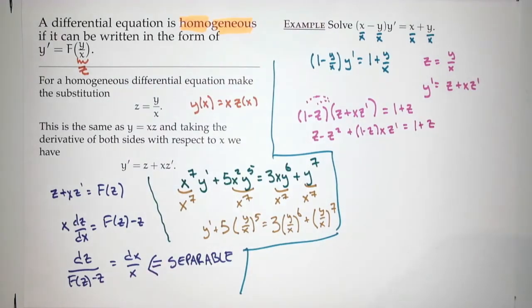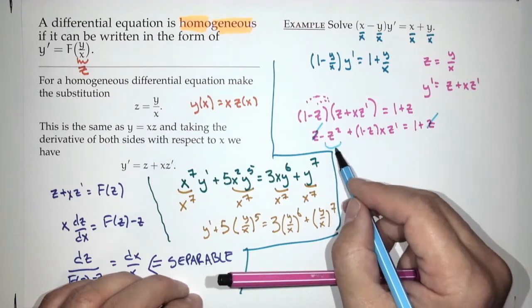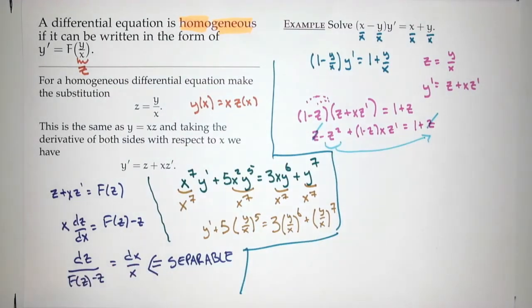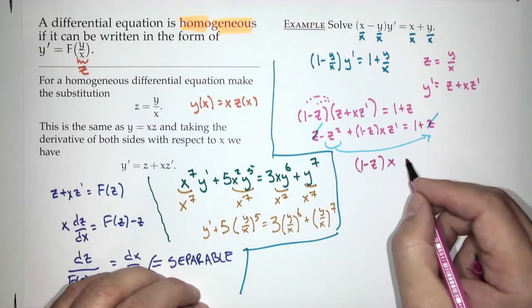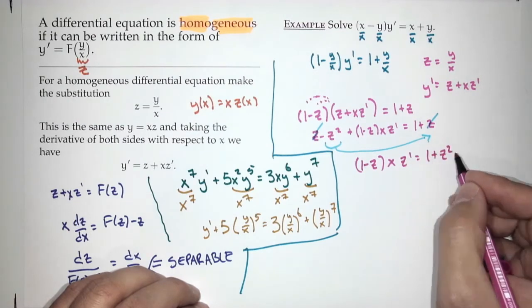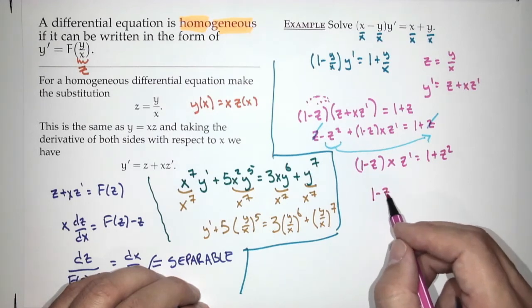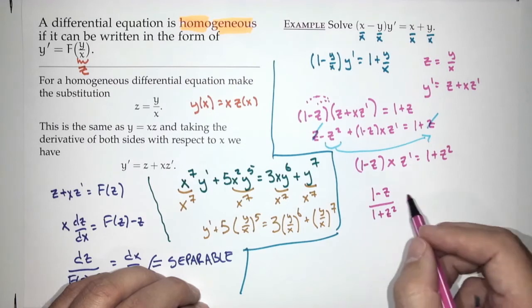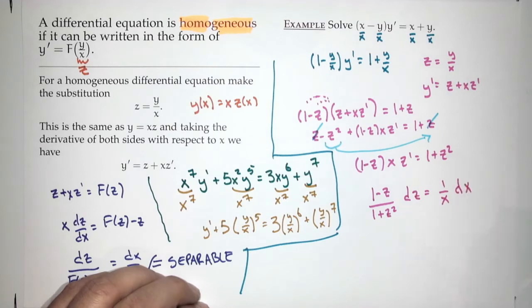So far, so good? Are we all right? The z's cancel, and we can move the z squared across. So we get 1 minus z times x times z prime equals 1 plus z squared. Oh, this is feeling great. Or a little bit more, 1 minus z over 1 plus z squared dz is equal to 1 over x dx. So there was some dividing, moving things around, but that's what you'll end up with.